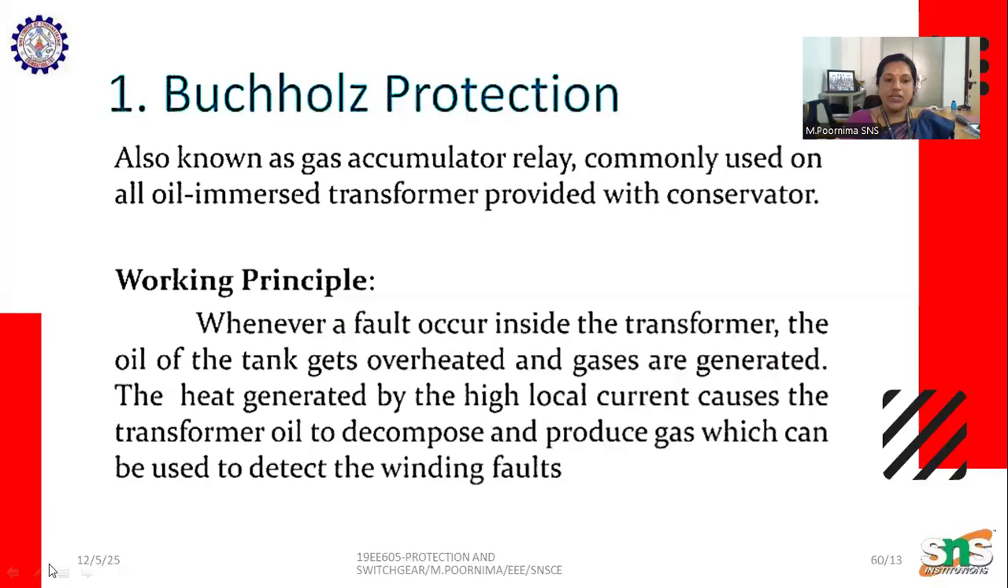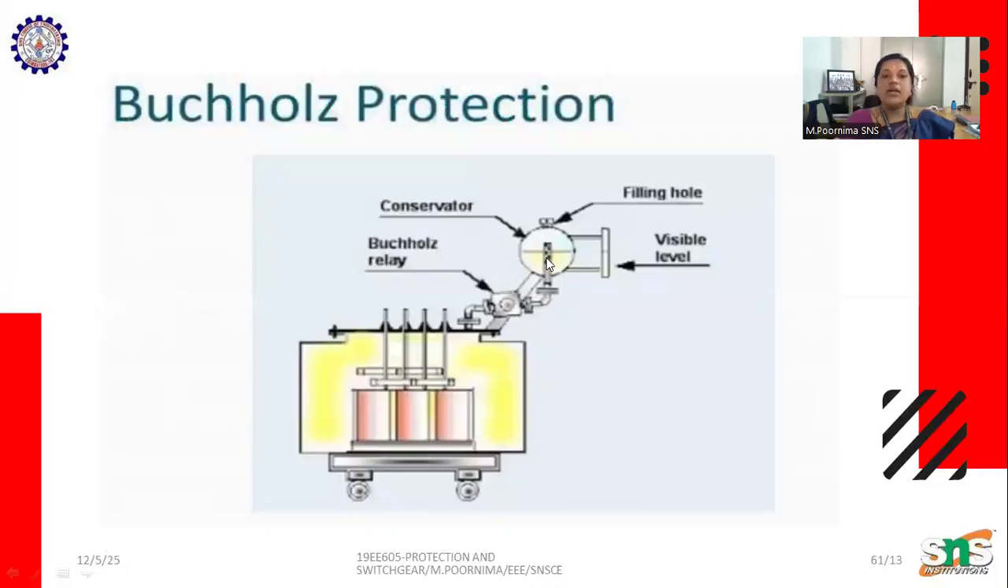Here is Buchholz protection, which we saw last class. It is used with an oil-immersed transformer; this is its working principle. When a fault occurs in the transformer, the oil gets heated and bubbles occur, and it can even damage the winding. We described the construction diagram also. Here we can see the transformer conservator tank, the Buchholz relay, the visible level indicator, and the filling holes.